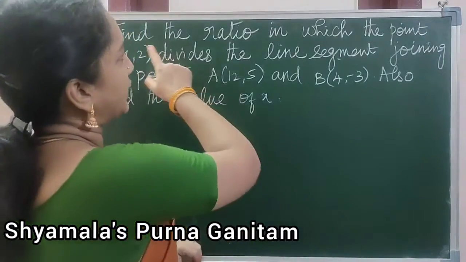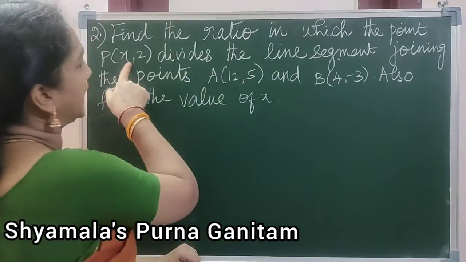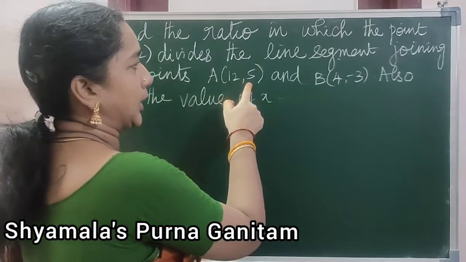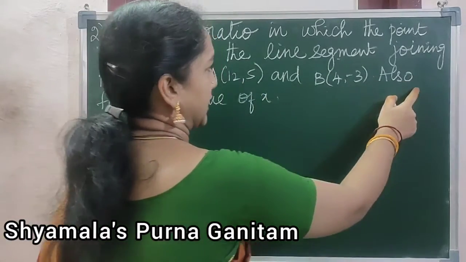The second sum is: find the ratio in which the point P(x, 2) divides the line segment joining the points A(12, 5) and B(4, -3).